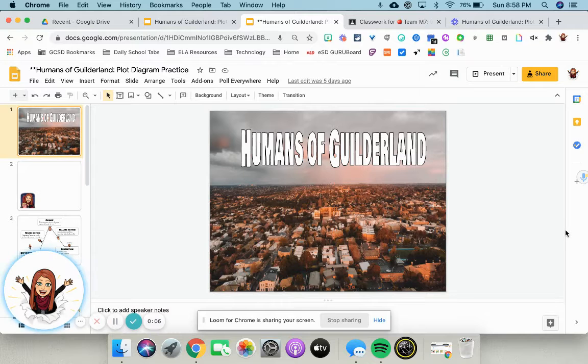This week in our Humans of Guilderland unit, our independent work will focus on how to organize our ideas, how to organize our story, and what order we should put all of this information that we gathered from our interview. What order do we put it in? To help us do that, we're going to look at some examples from some students from last year.